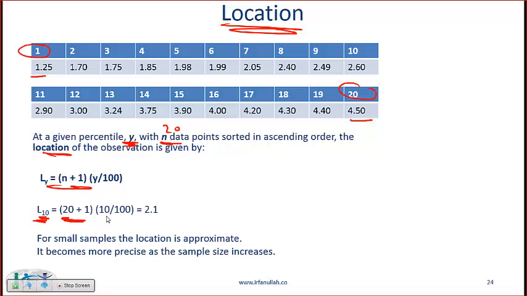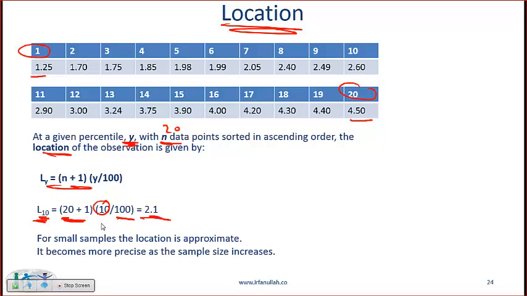N plus 1 into 10, what is this 10? This is the percentile divided by 100. So you get 2.1. Now you might say that out of 20, the 10th percentile should just be 2.